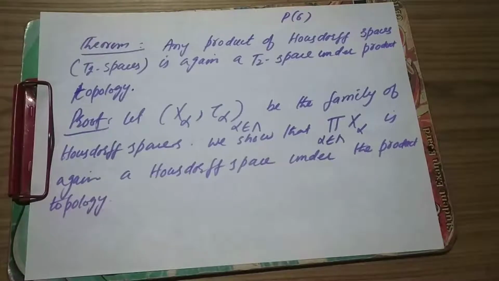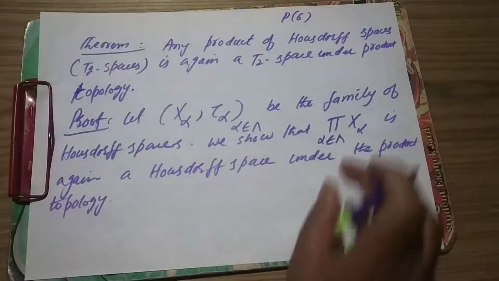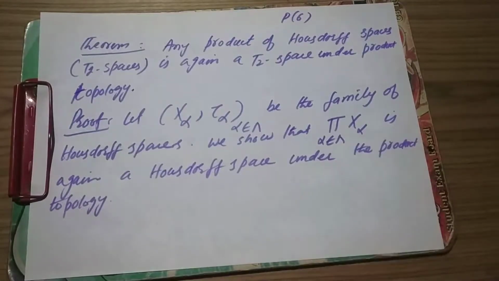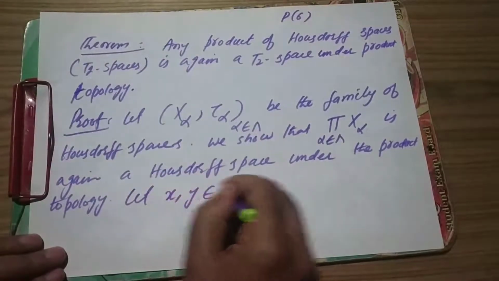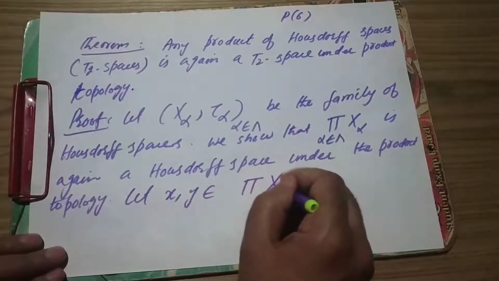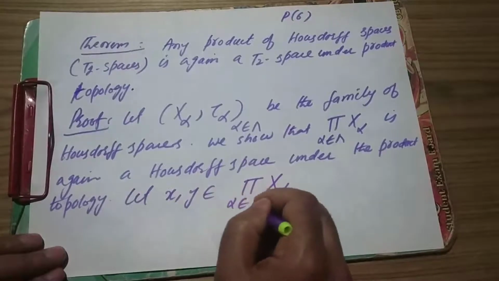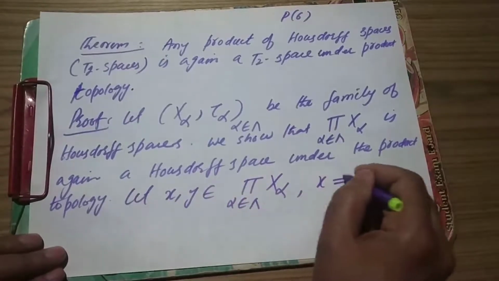Okay. So to prove it's a T2 space or Hausdorff space, we choose any two distinct points in this product space, and we have to find two open sets in the product topological space. So let's choose any two points. Let x, y belong to this product with x not equal to y.